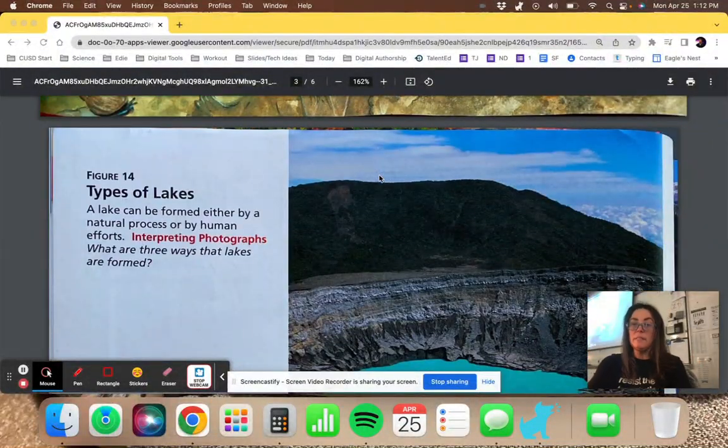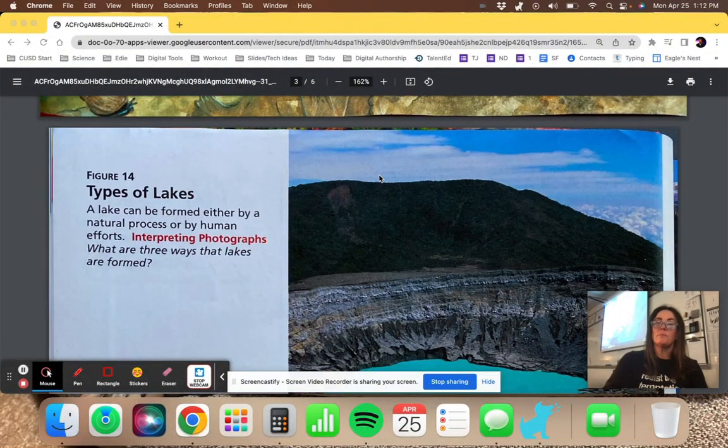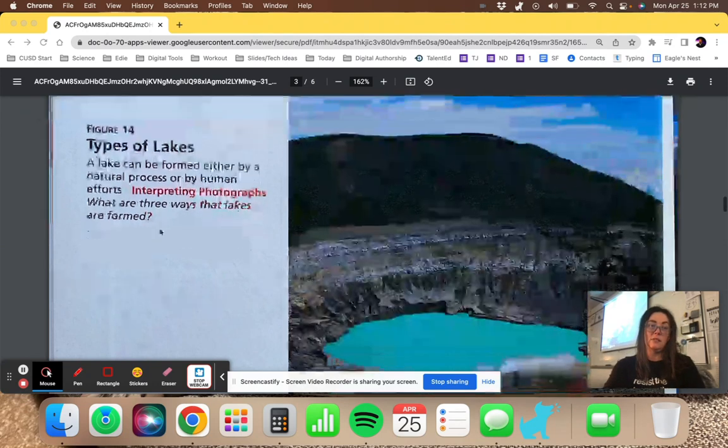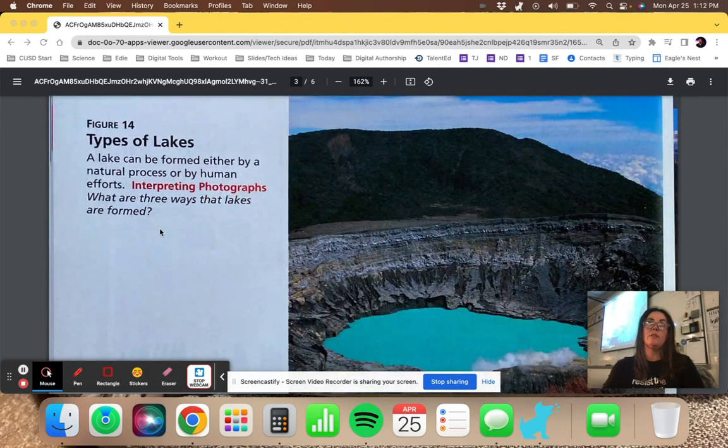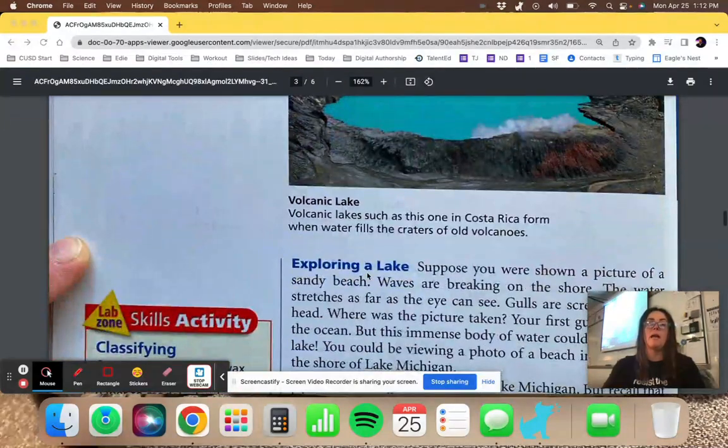Lakes. Now, there's a couple of different types of lakes, and they are formed either by natural processes or human processes. When I was younger, we used to go to this lake in Wisconsin, and we always would be like, is this a man-made lake or is this a natural lake? So humans do make lakes. Lake Mead would be a man-made lake.